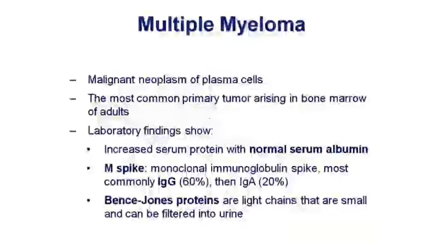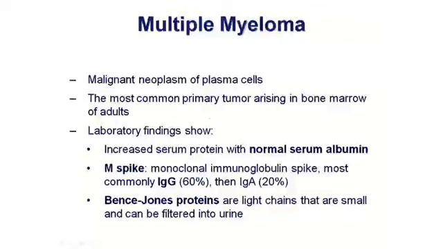So these patients are going to have increased serum protein with normal serum albumin. They're going to have this M spike when we do serum protein electrophoresis. Why? Because you're making one type of antibody, monoclonal gammopathy. Okay. Most common is going to be IgG. Second most common is going to be IgA.